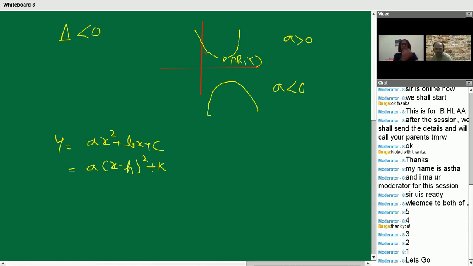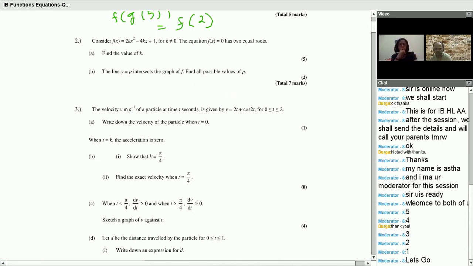Okay, so now let's move to the question. Here it says f of x is this, where k is not equal to 0, and f of x equals 0 has two equal roots. Find the value of k. How can we have the answer? Because it has two equal roots, the discriminant will be more than 0? Is it two equal roots? It says. Will it be more than 0? No, it is equal to 0.